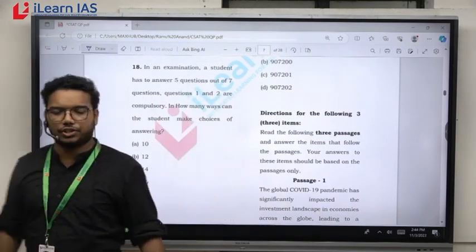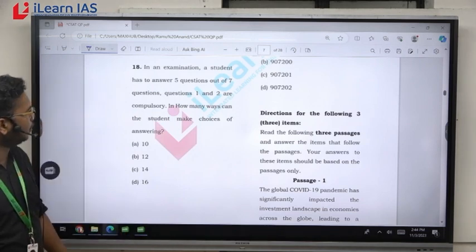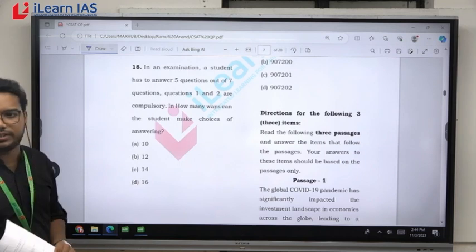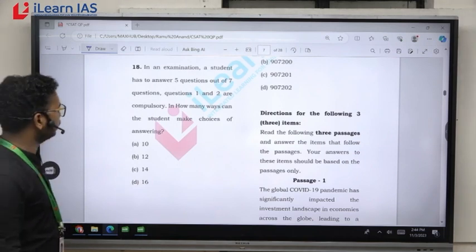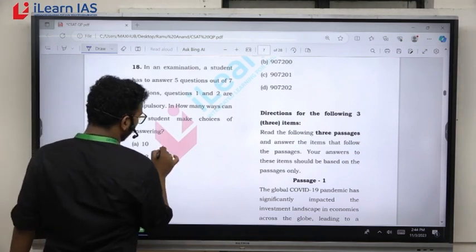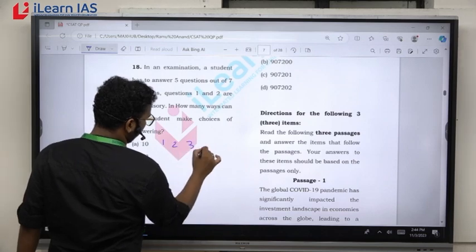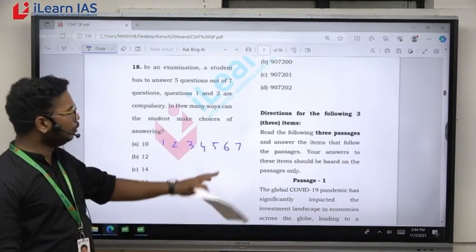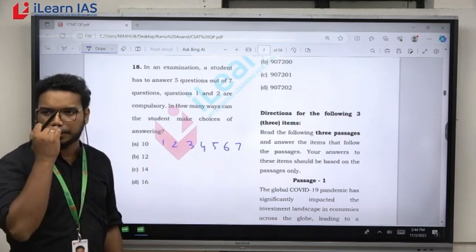In an examination, a student has to answer 5 questions out of 7 questions. Okay? We have 7 questions: 1, 2, 3, 4, 5, 6 and 7. From these you need to answer 5 questions.